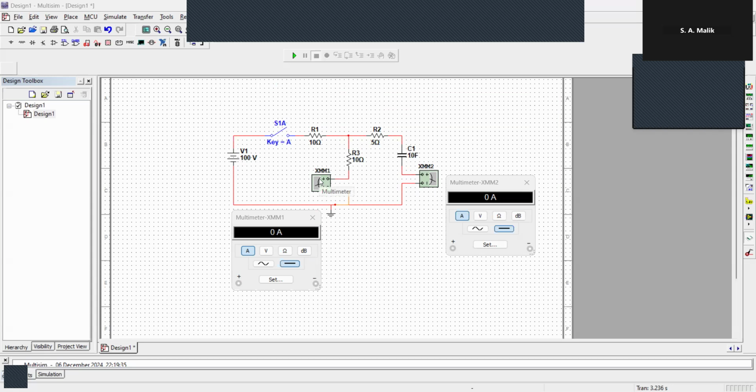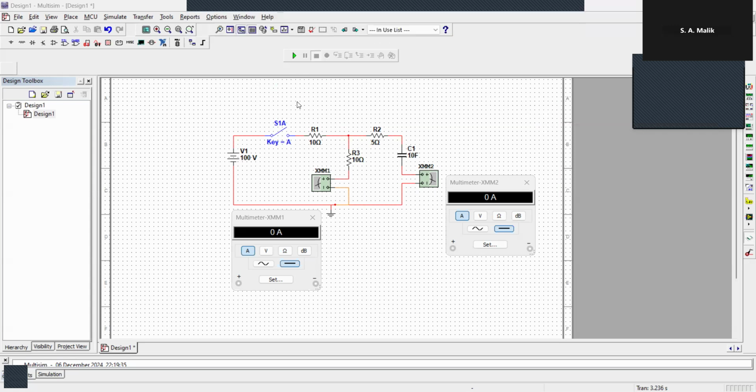Now, XM1 and XM2 are multimeters in this Multisim, and we'll use them to measure the currents through R3 and this capacitor. Before we turn on this simulation and connect the source, let's do the theoretical analysis of this circuit. We know the time constant of this circuit theoretically comes out to be 100 seconds. So tau for this circuit is 100 seconds.